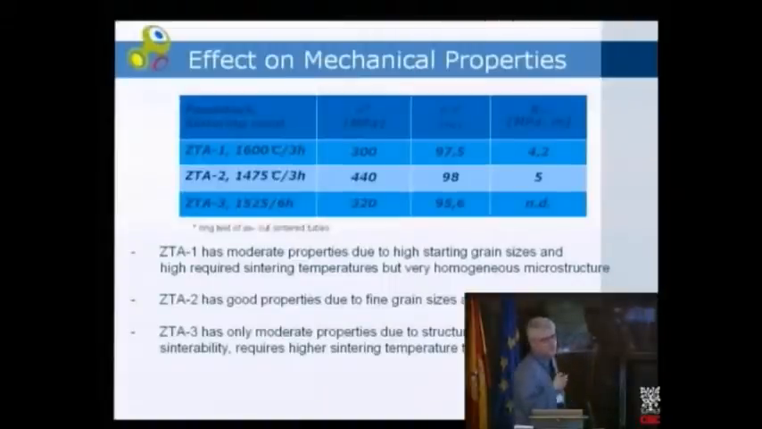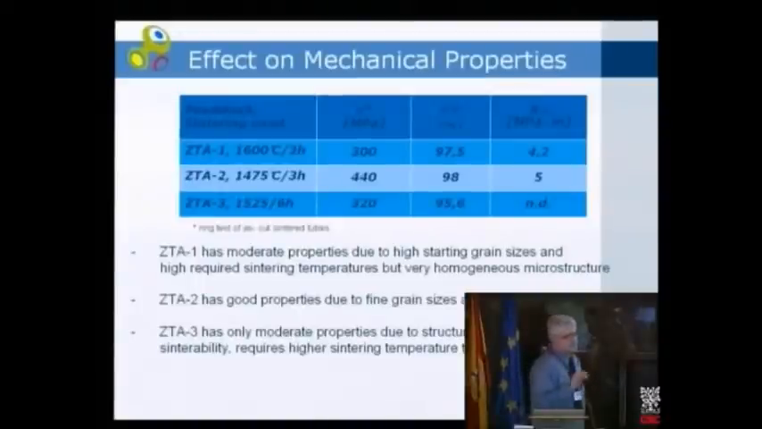The number one, of course, very coarse-grained alumina. You couldn't expect a miracle here. It's just 300 megapascal. It was quite dense. K1C 4.2, it's okay. The second one, the submicron composite, slightly higher strength. Density was okay. K1C of 5.